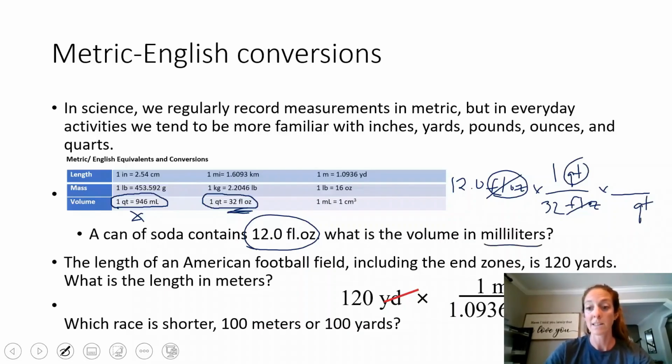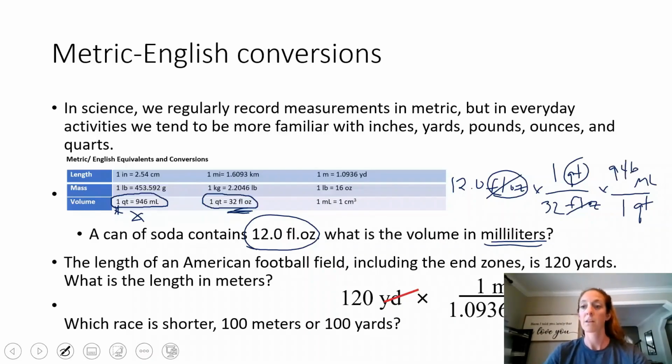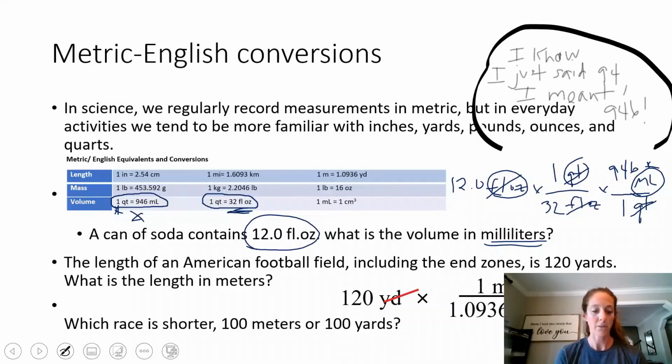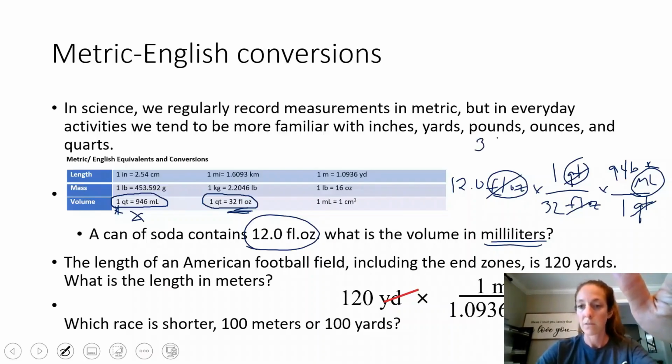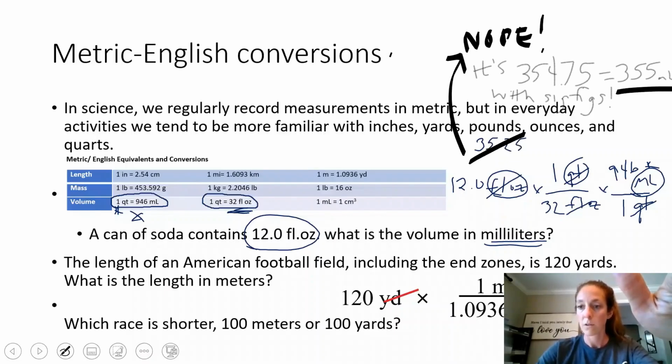And what do I want? I want milliliters. So remember, it's what you want over what you got. So I'm going to look at this and say, well, 1 quart is 946 milliliters. So that gets rid of my quarts. I'll end up with mLs. So now we just need to multiply and do 12 times 946 divided by 32 to get 354.75 milliliters.